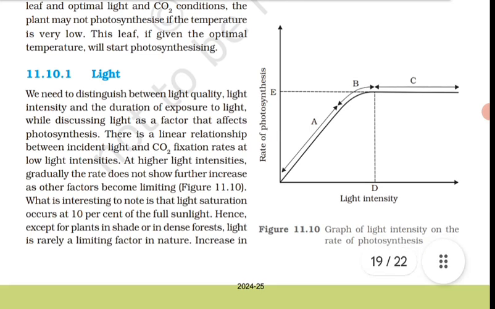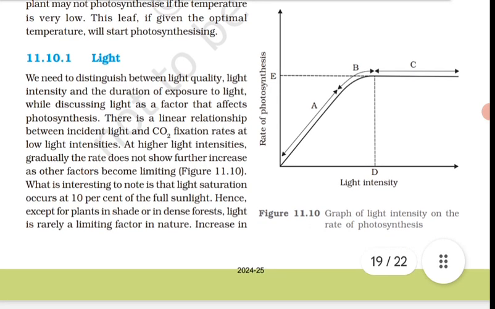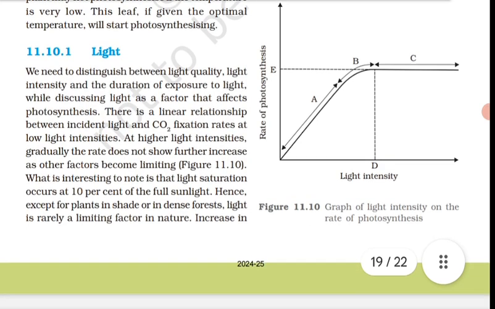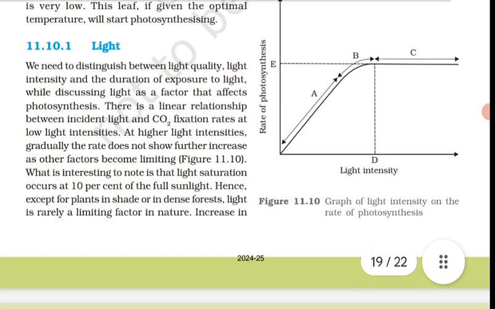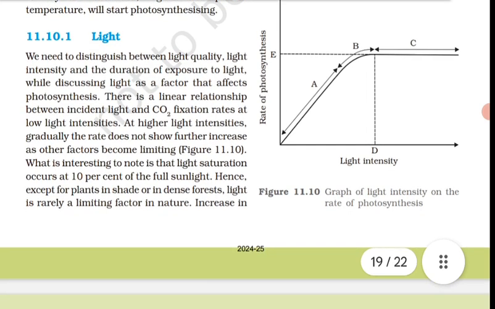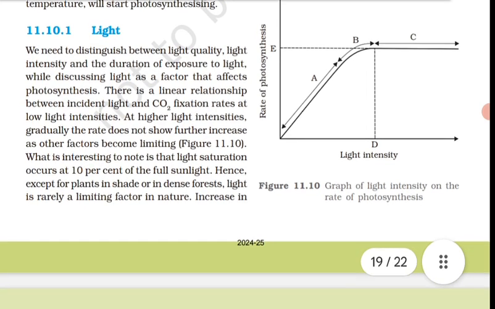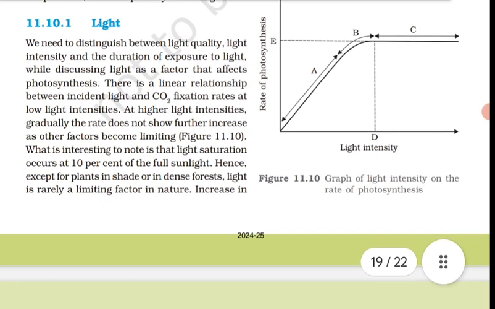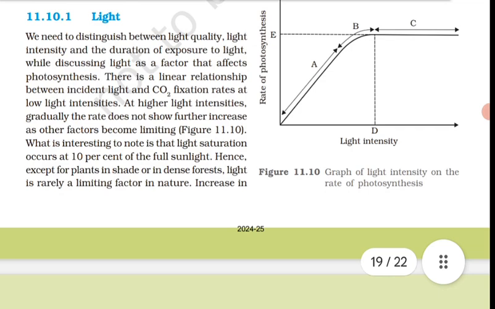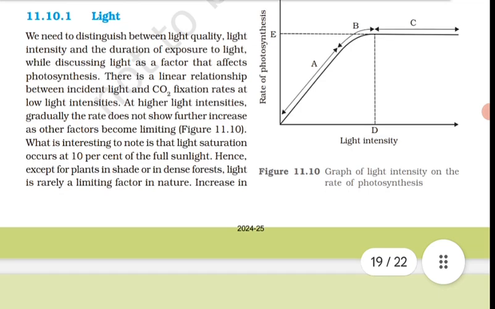Understood? So the next is temperature. The dark reactions, being enzymatic, are temperature controlled. Though the light reactions are also temperature sensitive, they are affected to a much lesser extent.